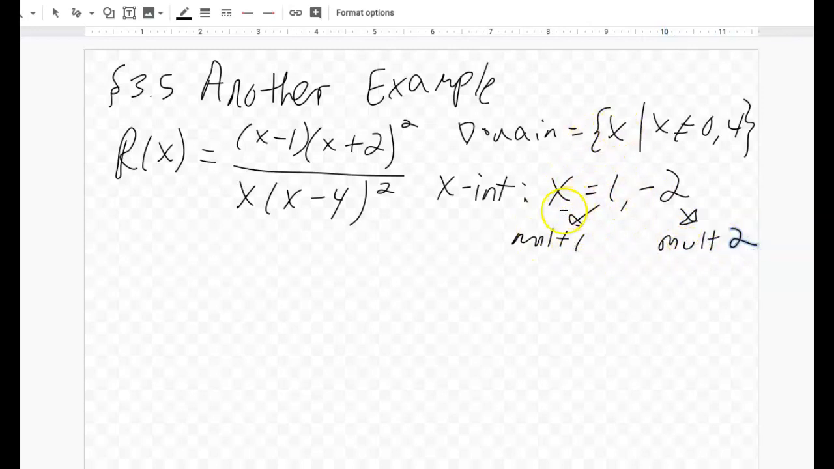And so again, what this is telling us is similar to polynomials, that the rational function is going to cross at x equals 1 because it has multiplicity 1. And the rational function is going to bounce off -2 because the multiplicity is 2. So when you're in the numerator, it's like a polynomial, so follow that same pattern. And we do not have any y-intercepts.